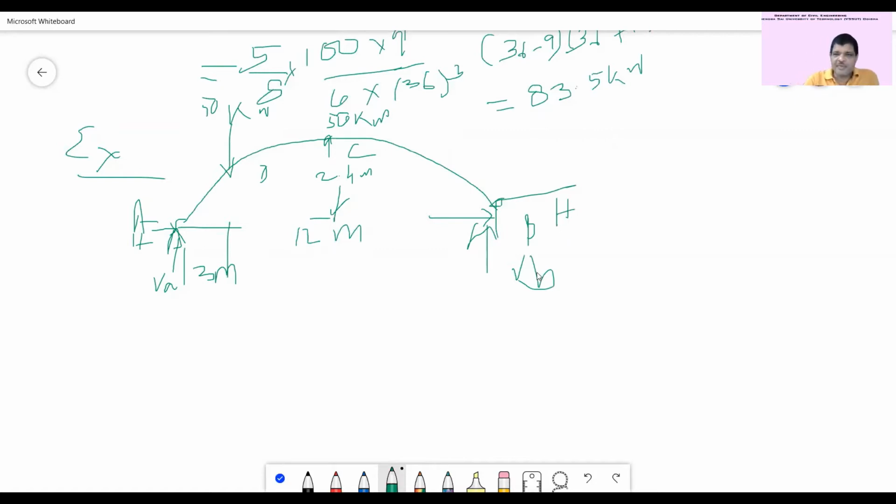Now the question is, find out these reactions at A and B, and then find the value of horizontal thrust, find out H, find out RA and RB reactions at A and B, then find out bending moment at D. At this section at D, find out the bending moment.